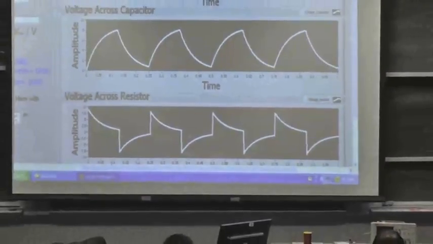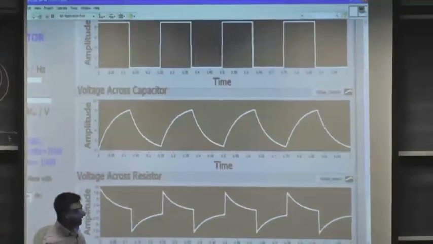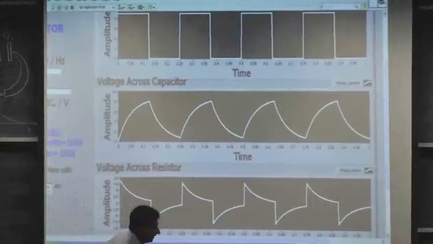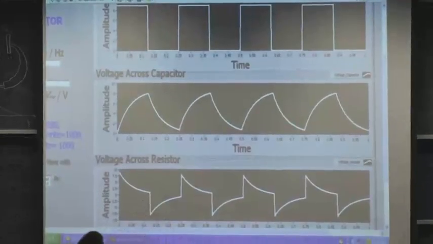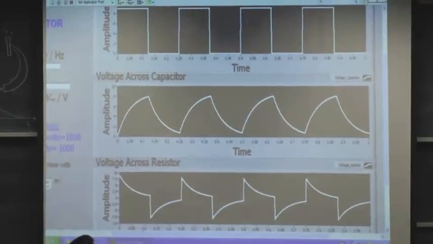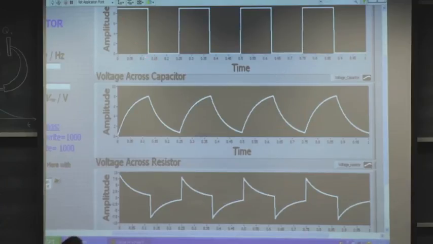LabVIEW is a program which just gives a nice look and feel. It's a visual programming language. It helps me acquire data, it helps me generate data. So on the top window here, I can see a pulse voltage that is being created by the computer and is being fed into the circuit. Here I would like to see a voltage across the capacitor. This is a screenshot from a previous run, and this is the voltage across the resistor.